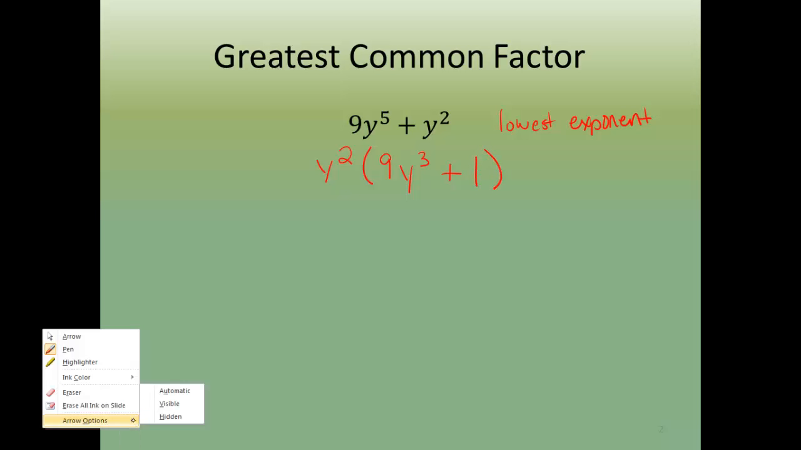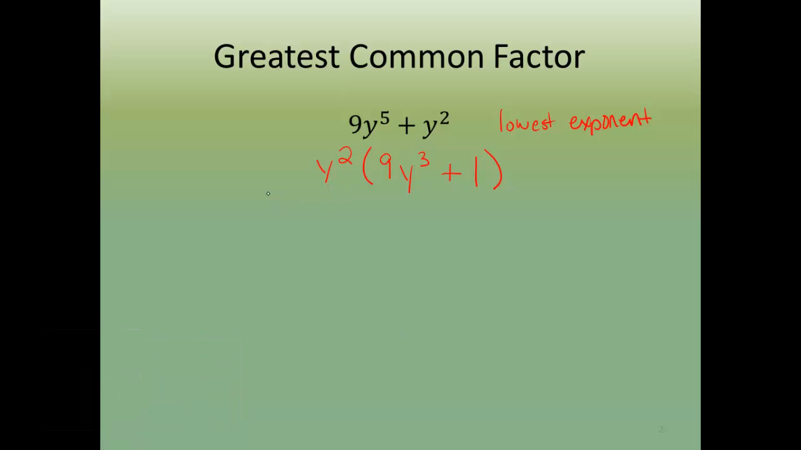Nice thing about factoring with greatest common factor is if you decide that you're not sure about your answer, you can always take this and check it by multiplying. Do it on the side, or you can just go ahead and do it in your head. Y to the second times 9y to the third is 9y to the fifth. Y to the second times 1 is y to the second.